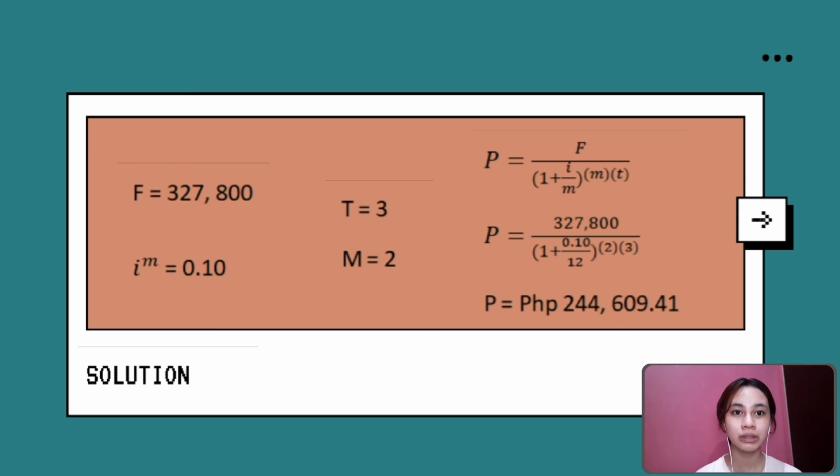Let us substitute the stated information to our formula. P is equal to 327,800 over 1 plus 0.10 over 2 raised to 2 times 3. Now we got our final answer, which is 244,609 pesos and 41 cents.